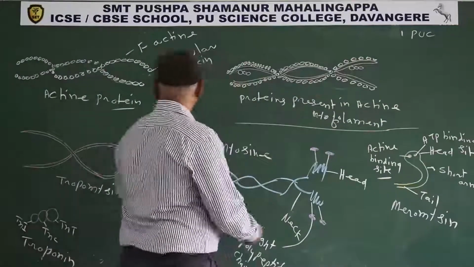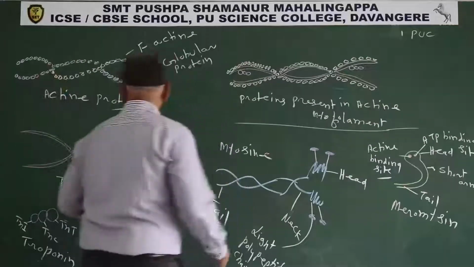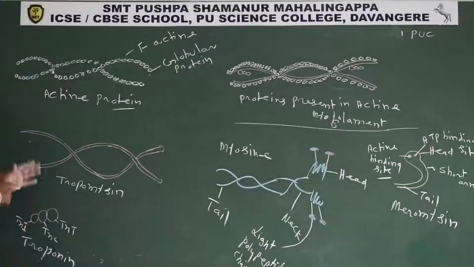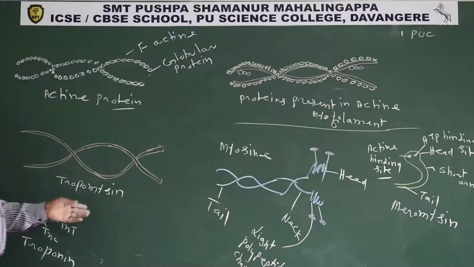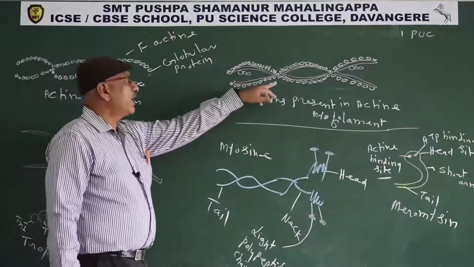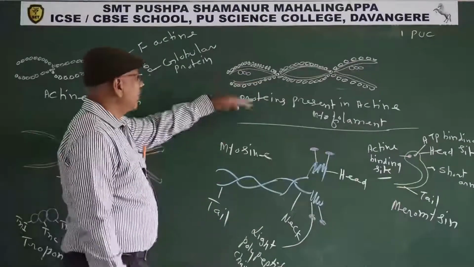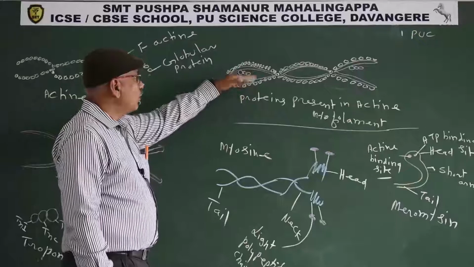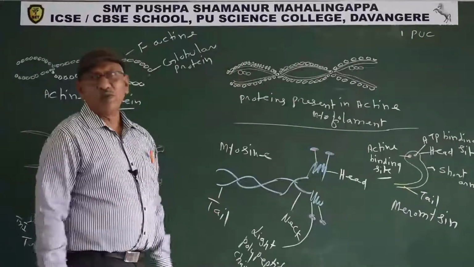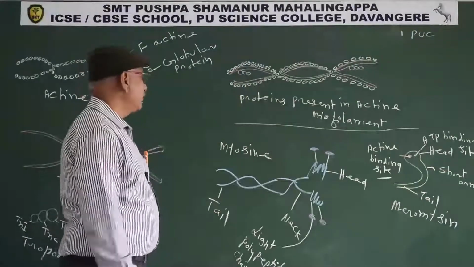So it is a hypothetical diagram. For our convenience only, I drew separately. Actually, all the three proteins are arranged like this in the absence of calcium ions. In the presence of calcium ion, the troponin-tropomyosin complex moves away from the active sites.